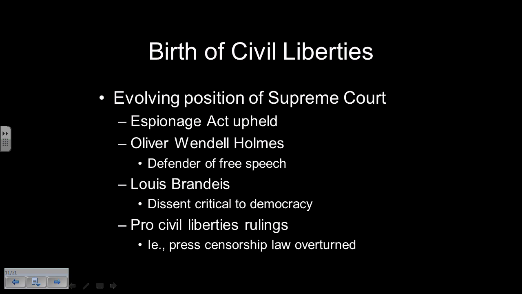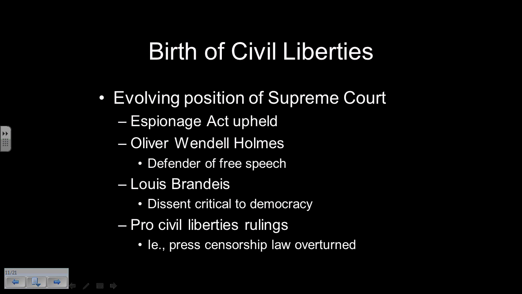But slowly but surely, you start having a shift amongst the members on the Supreme Court. People that used to be in the minority, that felt this was a little bit too much government responsibility, government repression, were slowly changing the minds of their colleagues to respect civil liberties.